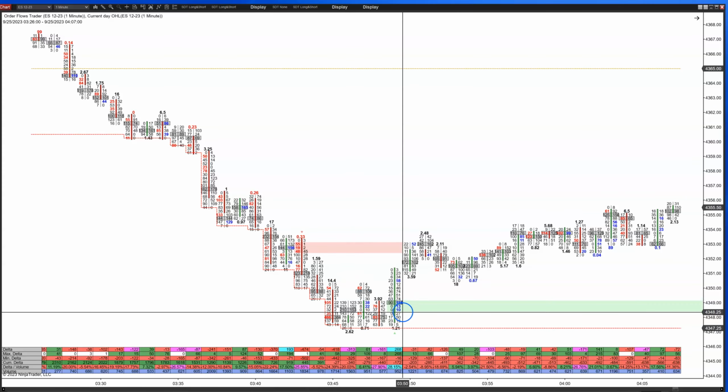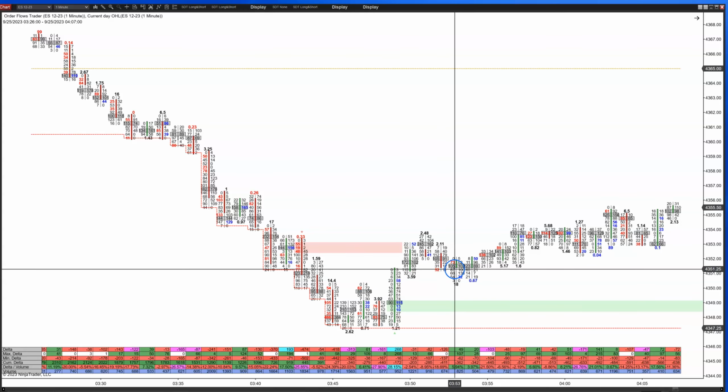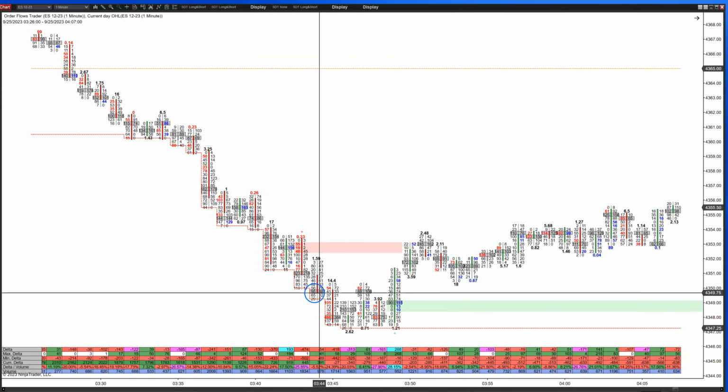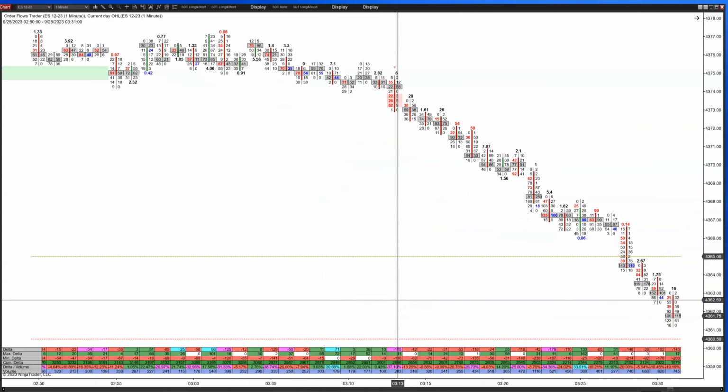But here you go. Here's a nice buying imbalance that isn't retested in the next bar. It's your sign to get long. Just as this one is your sign to get short, but then you run into that stack buying imbalance.